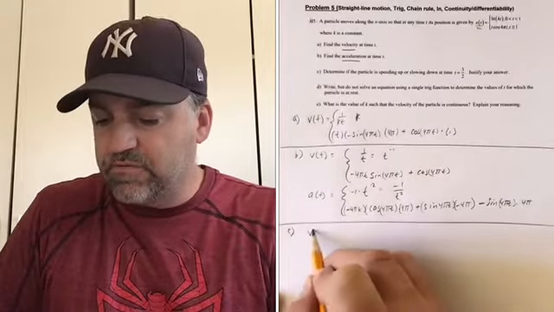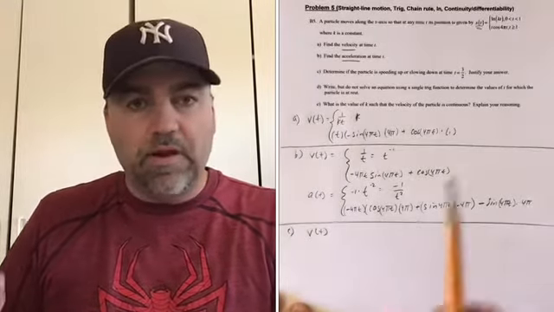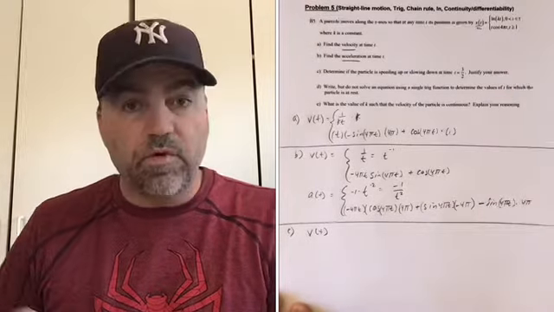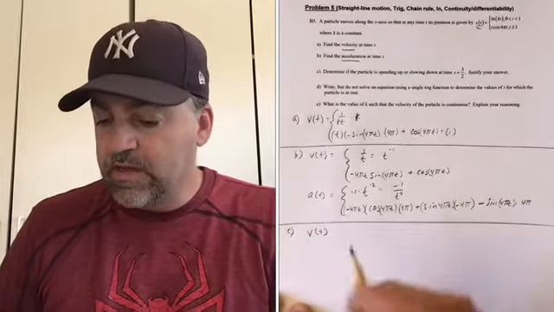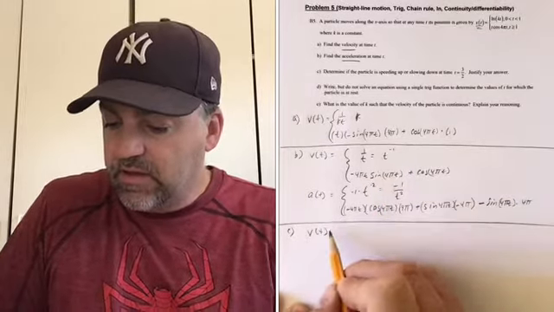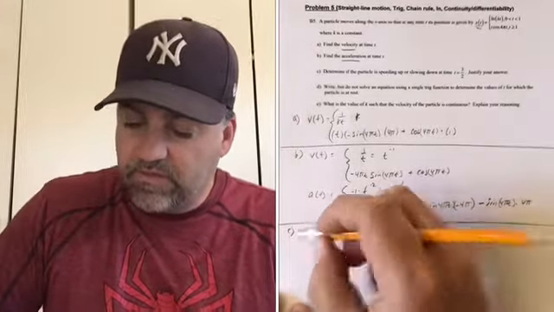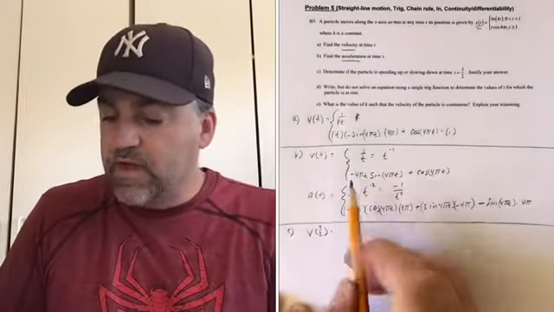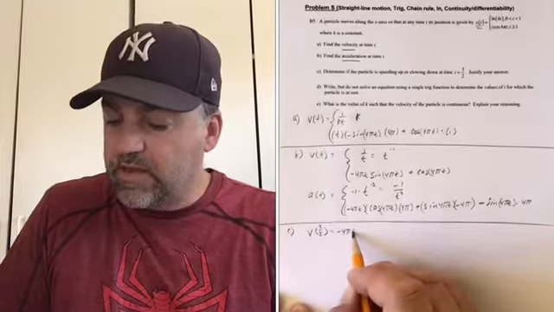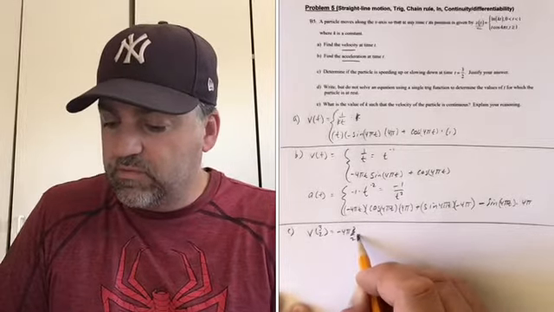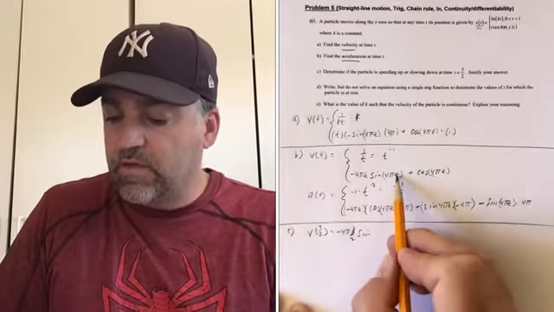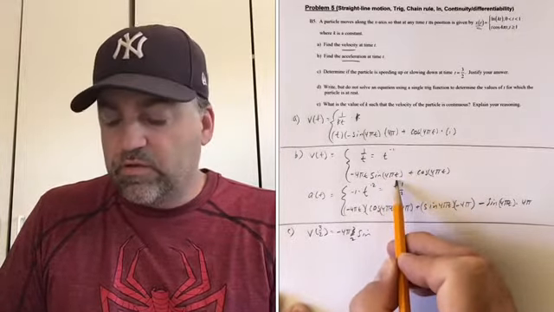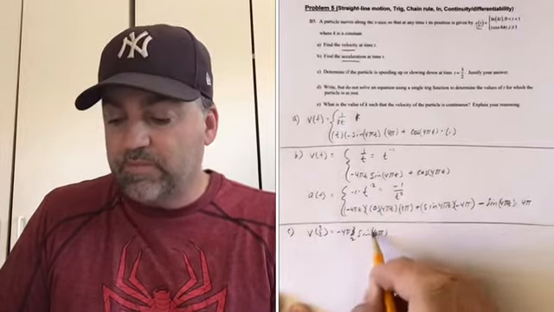Part C, let's do the velocity. Now, I'm not worried about the natural log one because 3/2 is greater than 1. So we're just going to focus on the cosine thing. So V of 3/2 equals negative 4 pi times 3/2 times sine of, 3 times 4 is 12 divided by 2 is 6 pi.